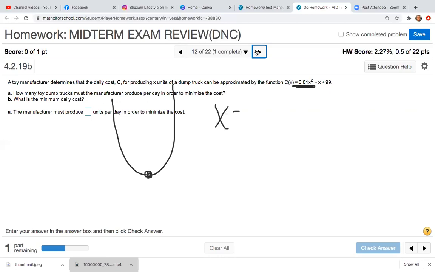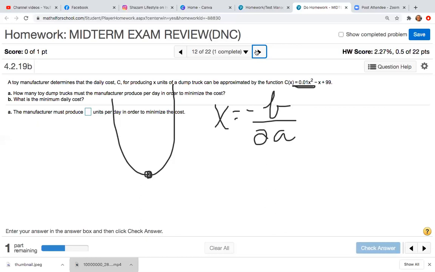So for X, we would use the formula X equals the opposite of B over 2 times A to calculate the minimum number of dump trucks this manufacturer needs to produce every day to minimize the cost, okay? X is the number of dump trucks, and so Y would represent the actual minimum cost, which is part B. The question is, what is the minimum daily cost, okay? So X is the number, and then Y represents the minimum cost.